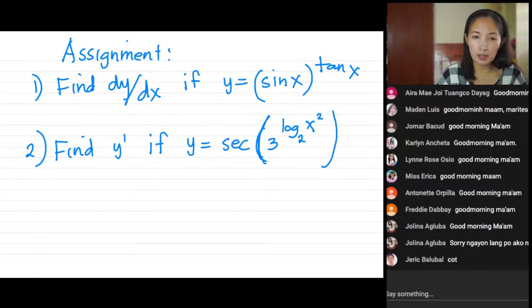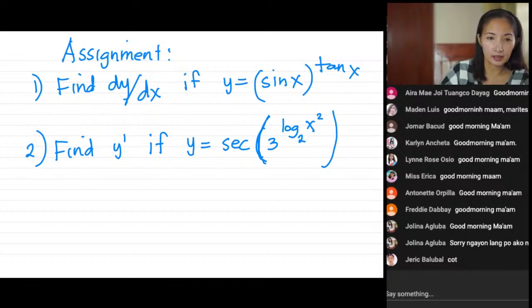So by next meeting, we will begin with the applications. And then the week after that, integration or integrals.